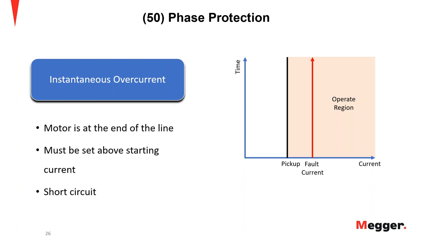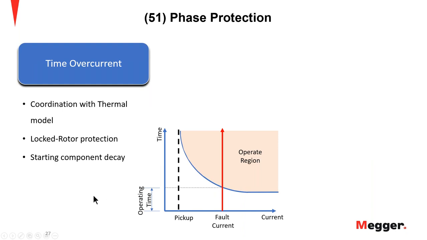And also for short circuit protection, where the fault current can be the highest at the terminals of the motor. The next one will be time overcurrent. This just means that the trip is inversely proportional to the fault current. This allows us to coordinate the time overcurrent elements with the thermal model. It also helps with protecting the locked rotor, and with the starting component decay.